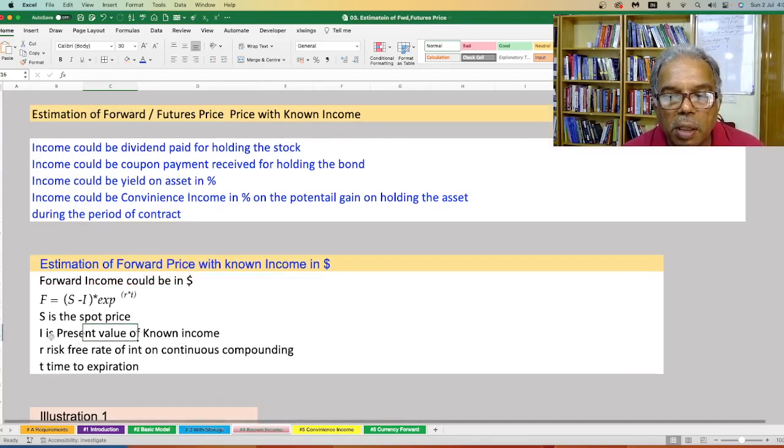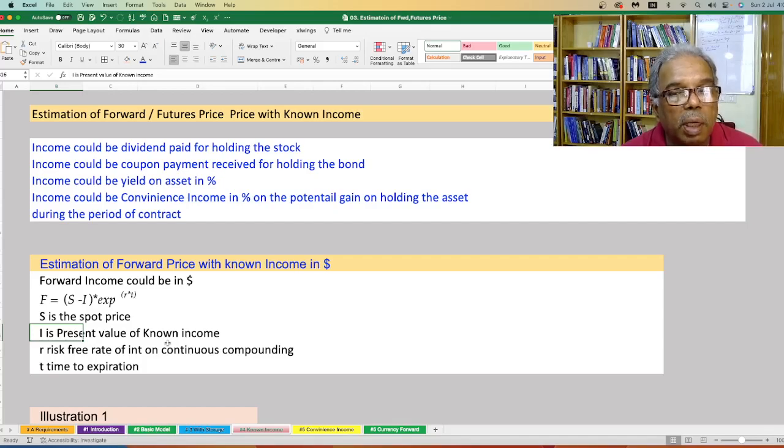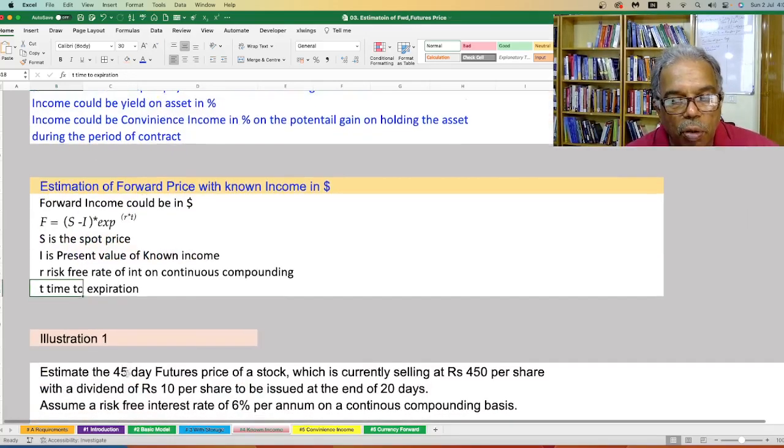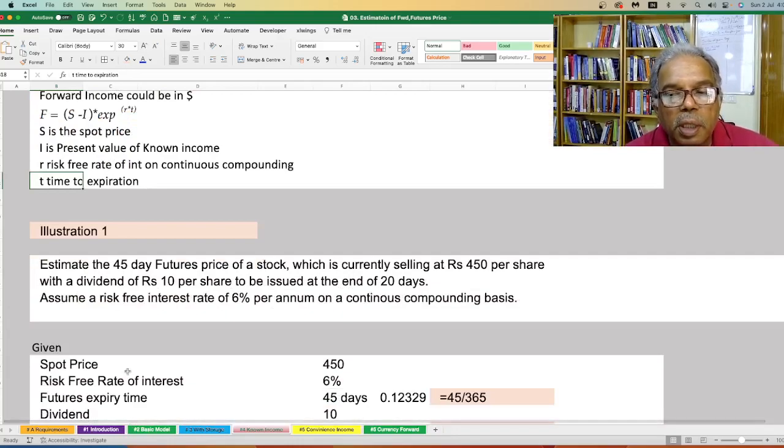Here the I is nothing but the present value of the income, when the income is given in dollar terms, R is the risk-free rate on a continuous compounding, and T is the time to expiration of the contract. Now, let's estimate the 45-day futures price of a stock which is currently selling at 450 rupees per share with a dividend of rupees 100 per share to be issued at the end of 20 days.